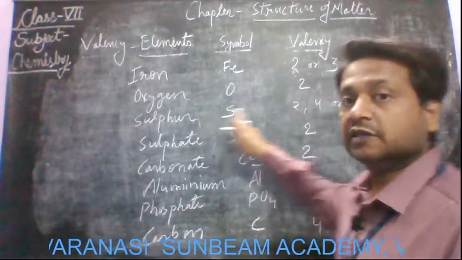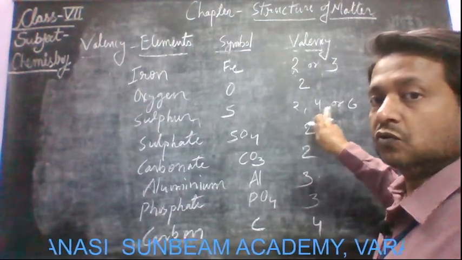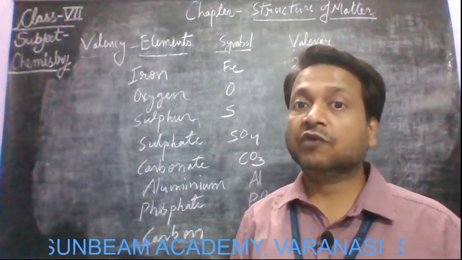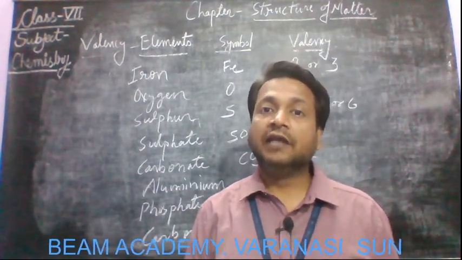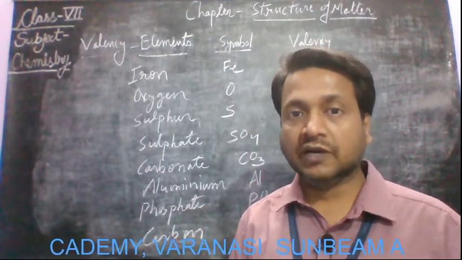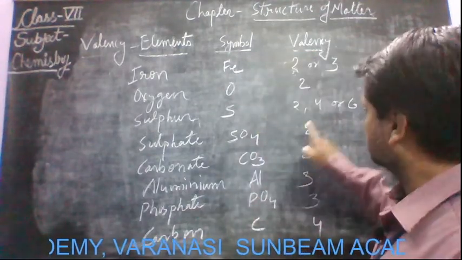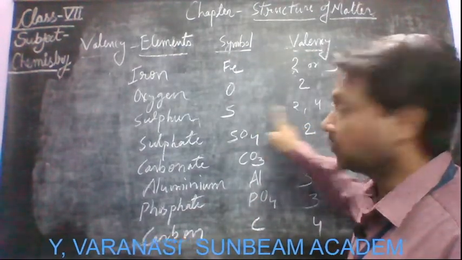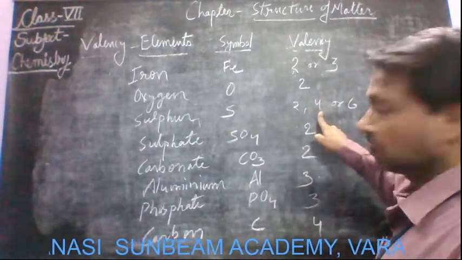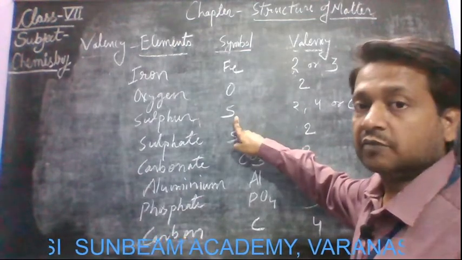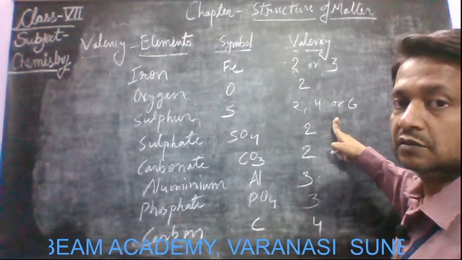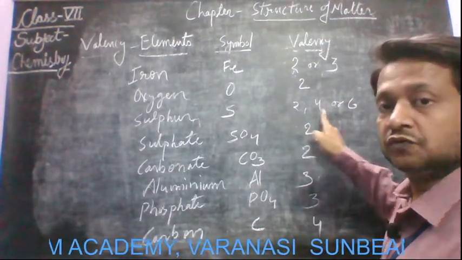Valency of sulfur is 2, 4 or 6. Three different valencies are there. It means that it is found in three different forms and can join with three different numbers of other elements. One atom of sulfur can join with two different elements, one atom of sulfur can join with four elements, and one atom of sulfur can join with six elements because of their valency 2, 4 or 6.